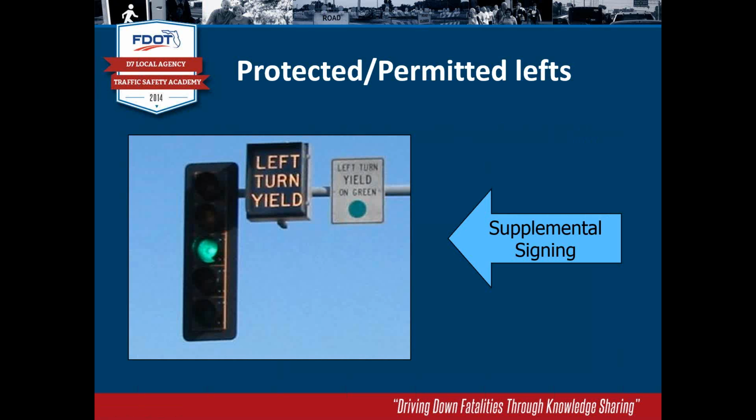Sometimes you may need to add some supplemental signing to let people know left turn has to yield on green. This one, I'm not sure where this photo was taken, but it looks like they really needed to let people know, hey, left turns, yield, check it out. So they had a blank out sign put up as well that left turns have to yield on the green indication. They had the static regulatory sign here, but they added the blank out sign as well to let the left turns know, hey, you've got to yield to the oncoming traffic.